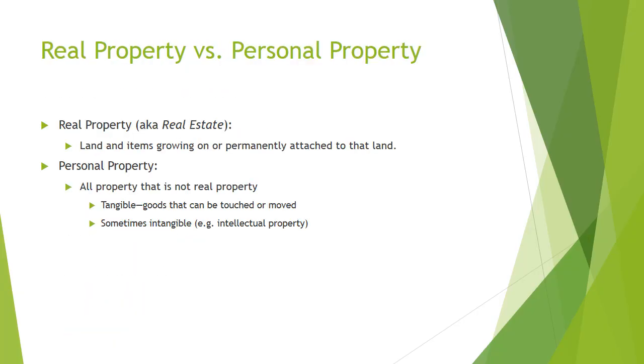It's also important to understand that there is a difference between real property and personal property. Real property, we also call it real estate. This is the land and the items growing on it or permanently attached to that land. And personal property is the property that's not real. It's the tangible things that can be touched or moved, but yet they're sometimes intangible. Intellectual property is an example. Stocks that aren't evidenced by a certificate in today's electronic age would also be an intangible personal property asset.